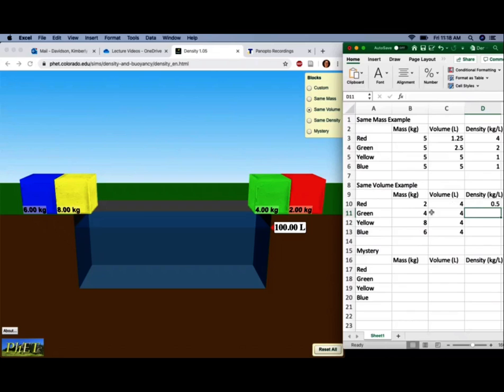So what do we expect to happen with the green cube? It has the same volume as the red cube, but its mass is twice as high. Do we expect the density to increase or decrease?